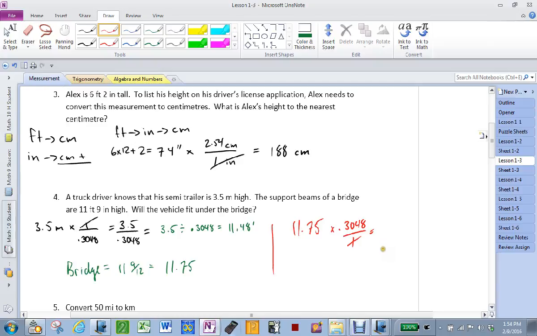If only you had a calculator, Bryce. It's all in your head, right? What is it? 3.58, right? So that says the bridge is 3.58. My semi-trailer is 3.58 meters. And you guys would risk it. Yes. Interesting.